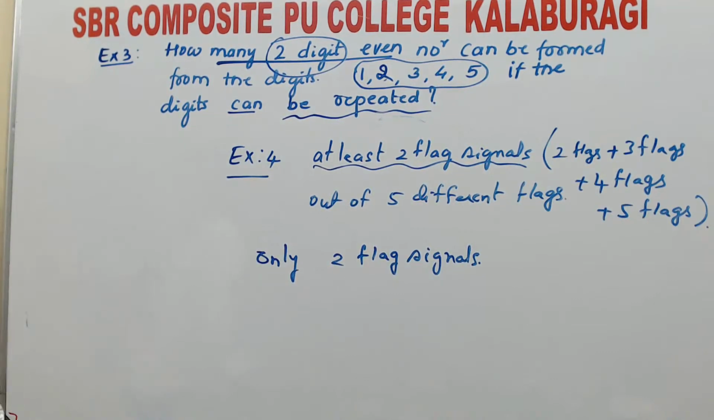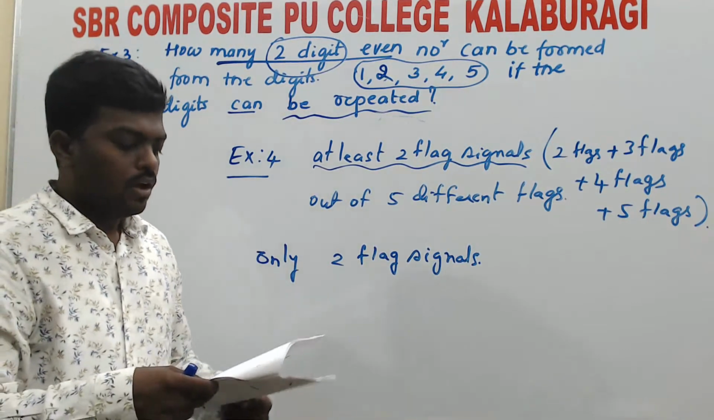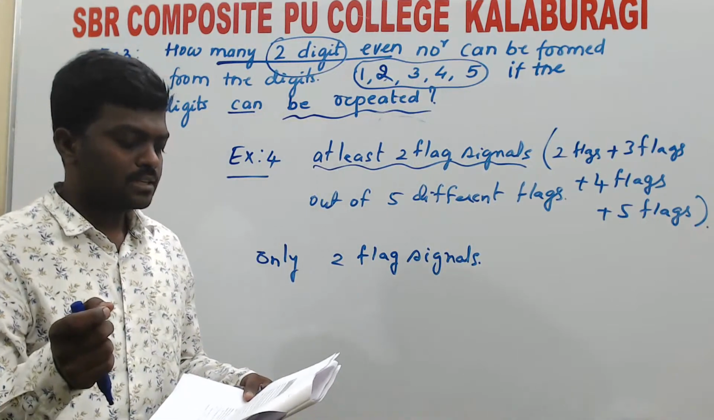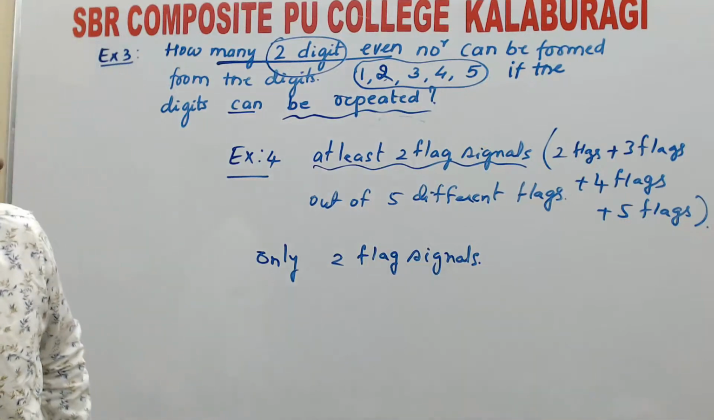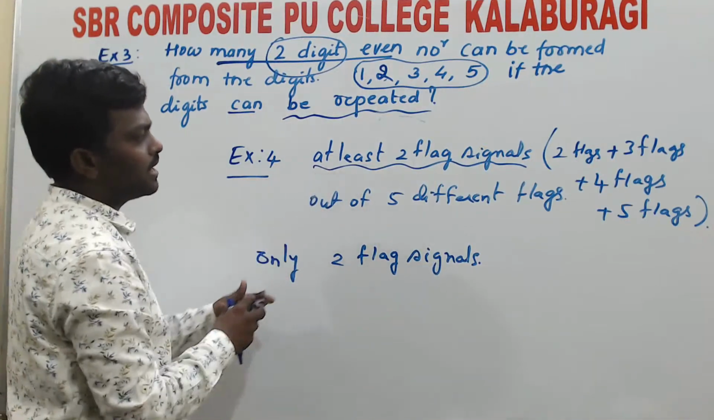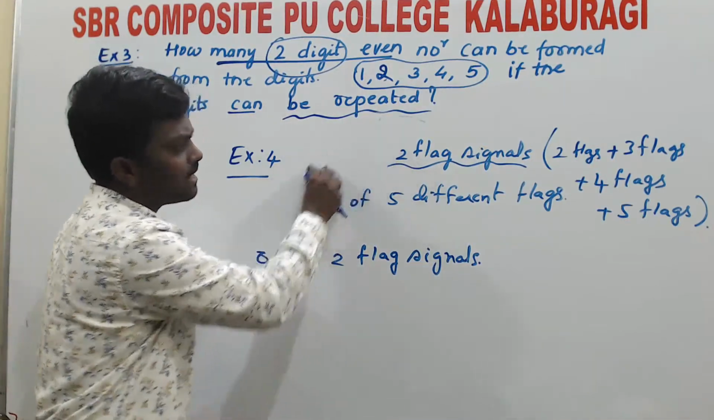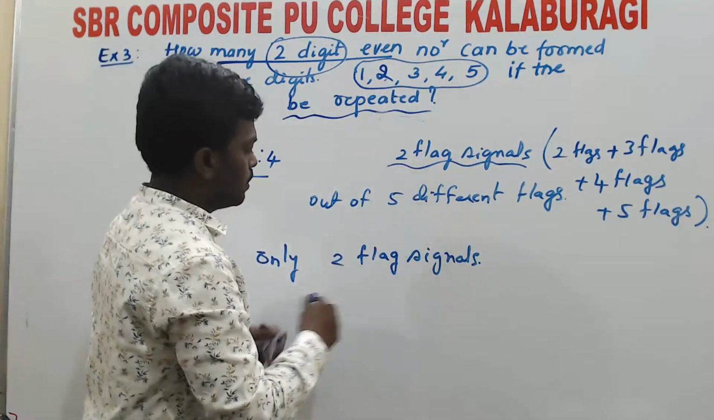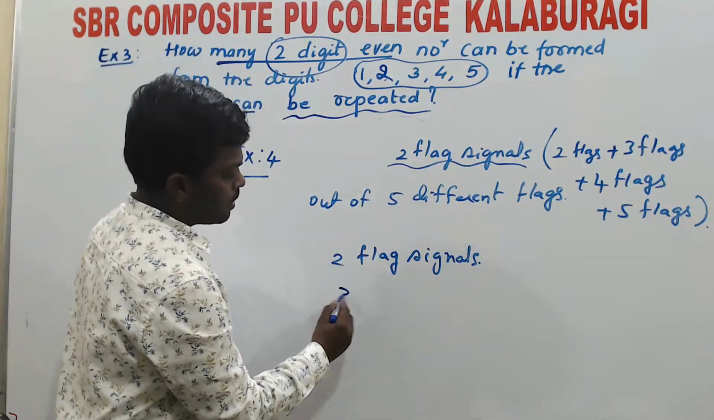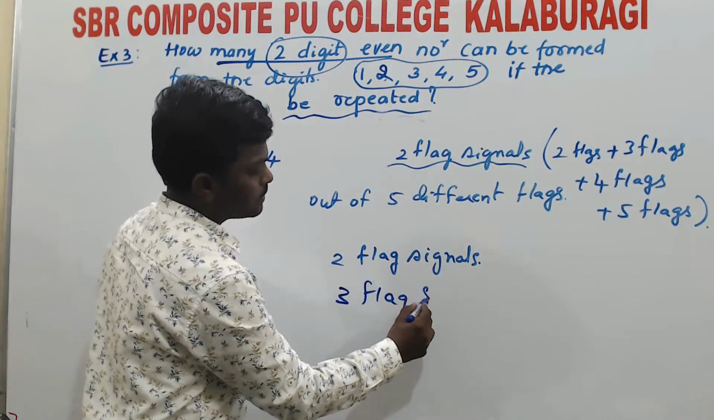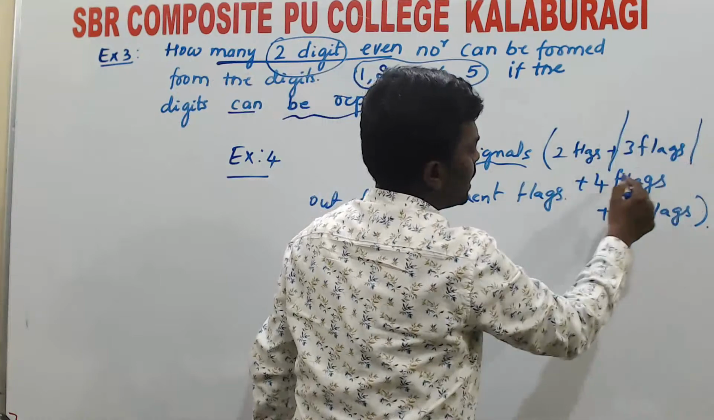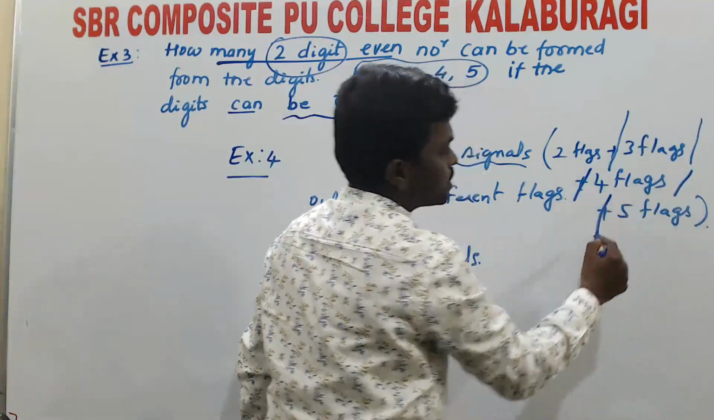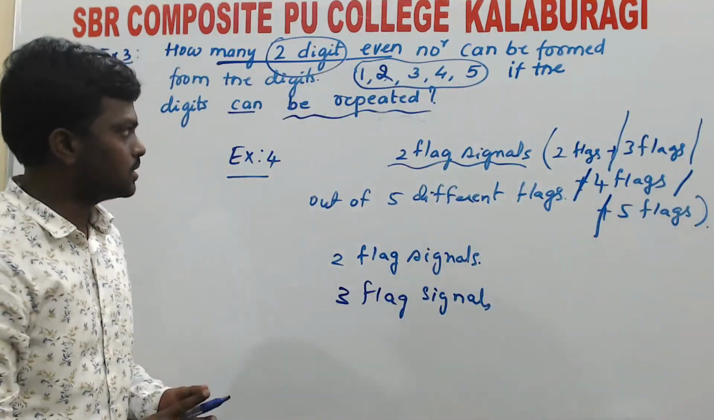You can see it in example number 2, I guess. In example number 2, they have given 4 flags and they are asking us to arrange 2 flags, right? So similarly, instead of "at least", they may ask us directly just 2 flag signals or 3 flag signals. Each and everything they may ask as a separate question. Okay, that's it, students.